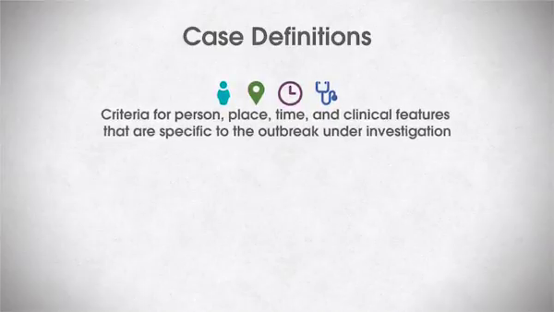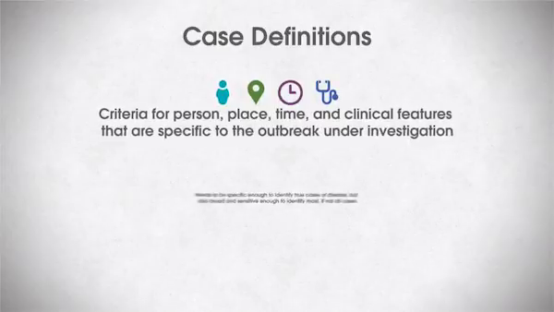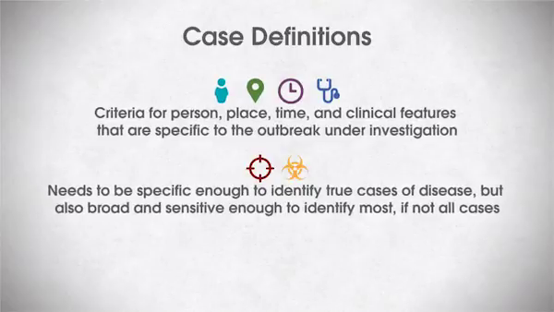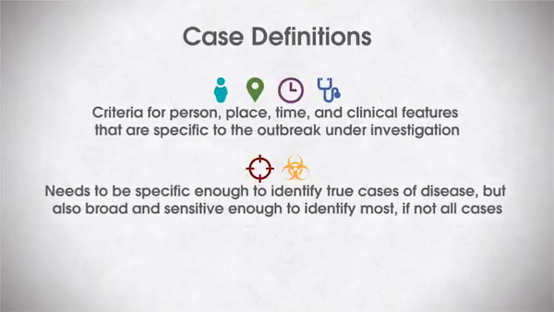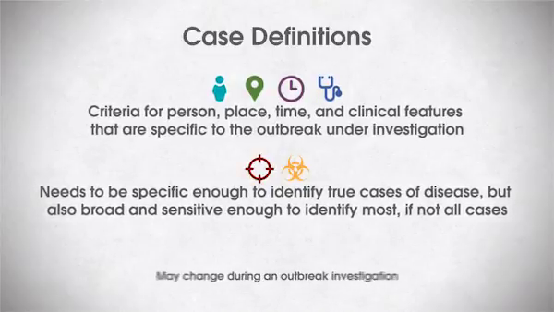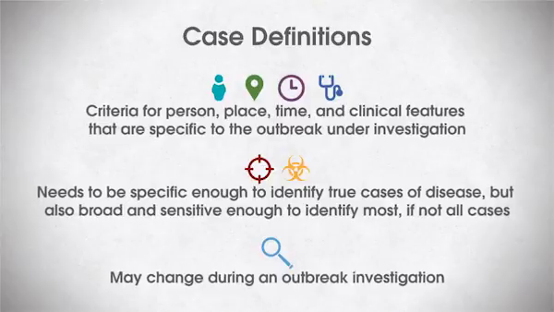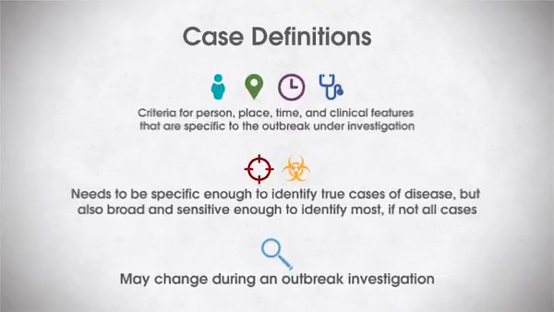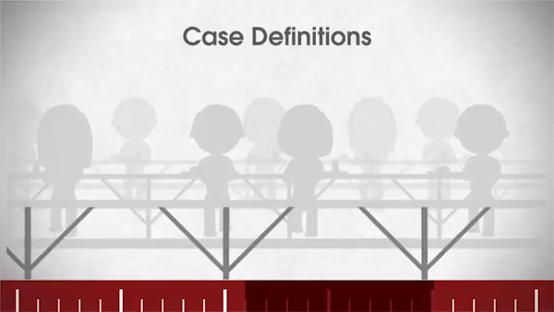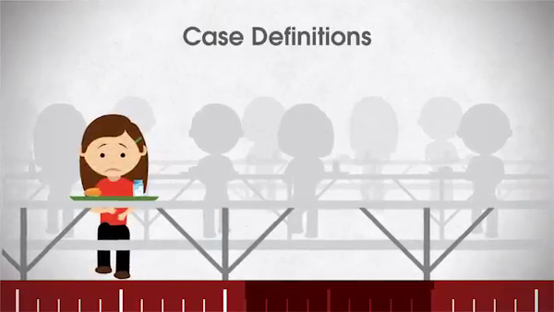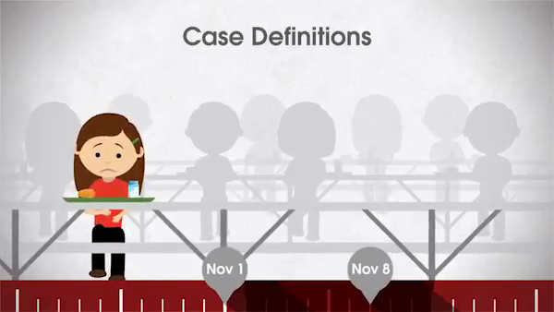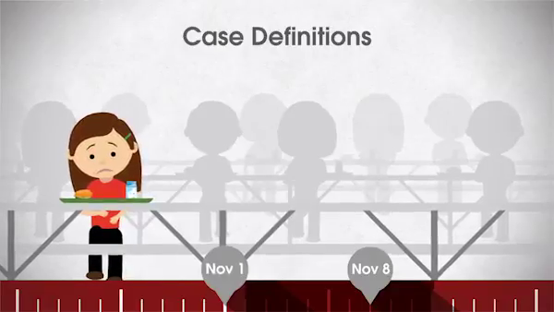Case definitions are sometimes tricky to develop. They need to be specific enough to identify true cases of disease, but also need to be broad and sensitive enough to identify most, if not all, cases. As a result, the case definition may change during an outbreak investigation to narrow or broaden the focus of the investigation as needed. An example case definition might begin generally, such as a person who consumed food items served at elementary school A between November 1 and November 8 and reported diarrhea within 1 to 3 days after consumption.